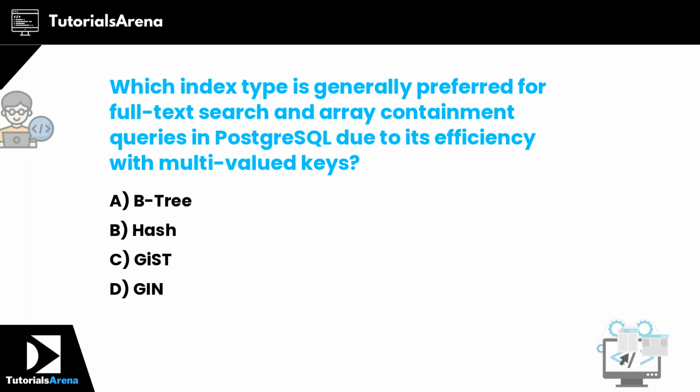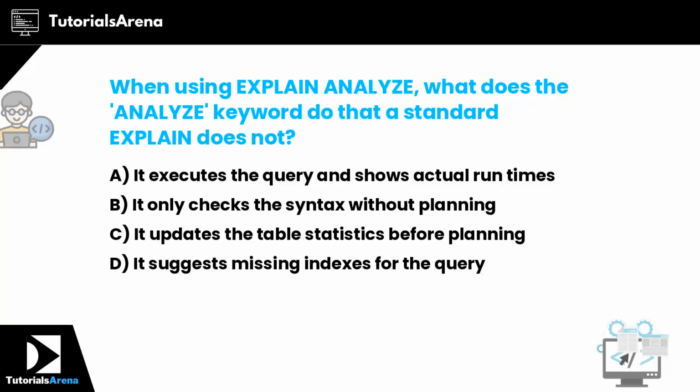Which index type is generally preferred for full-text search and array containment queries in PostgreSQL due to its efficiency with multi-valued keys? The correct answer is option D, GIN. When using explain analyze, what does the analyze keyword do that a standard explain does not? The correct answer is option A. It executes the query and shows actual runtimes.